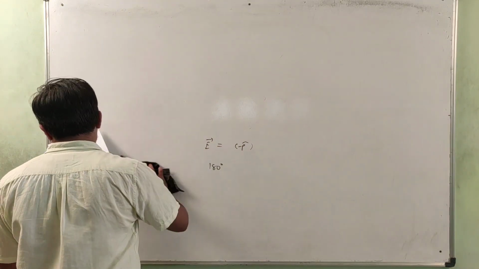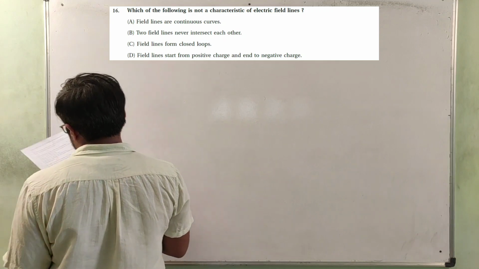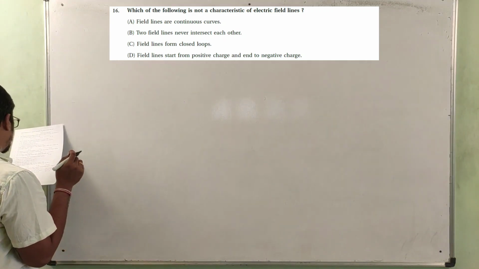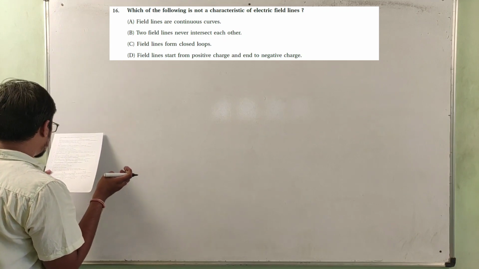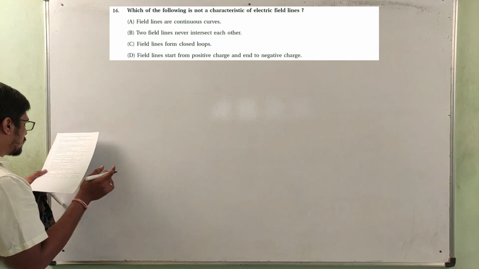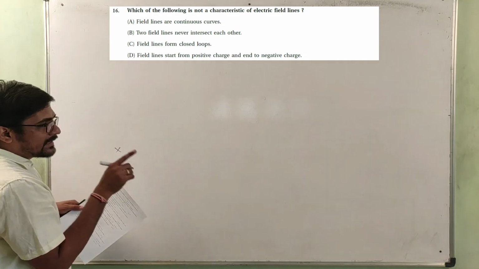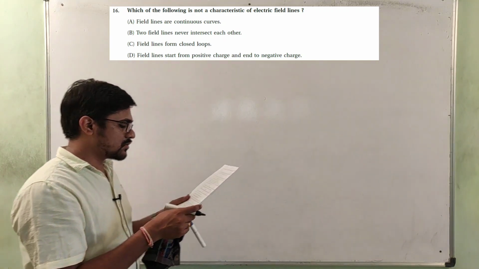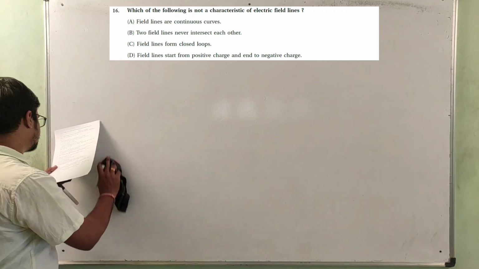Which of the following is not the characteristics of electric field lines? The field lines are continuous curves, that is correct. Two field lines never intersect each other, that is also correct. Field lines form closed loops, this is not correct. Electric field lines never form closed loops, only magnetic field lines create closed loops, so C is incorrect.